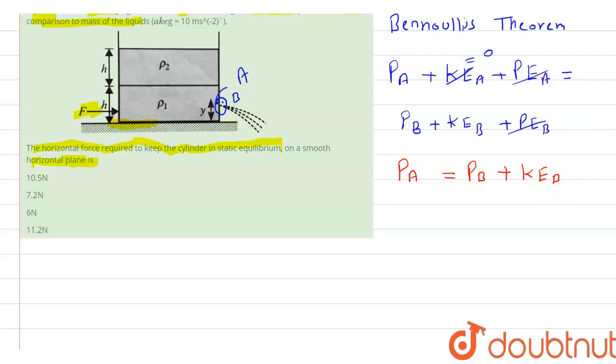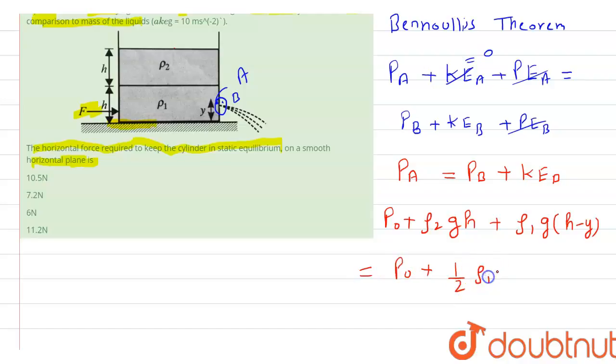Now talking about the pressure at A, P naught is acting at the upper point, then when we move lower, it is ρ2 g h, then again ρ1 g (h − y). So till here the pressure of A is acting. Now point B, since it is outside, only P naught is acting here, plus half ρ1 v². So this is what we have.